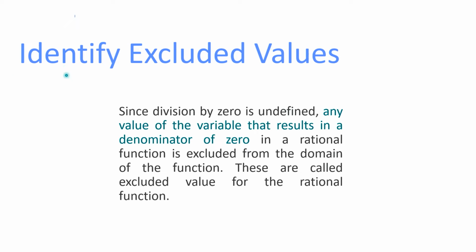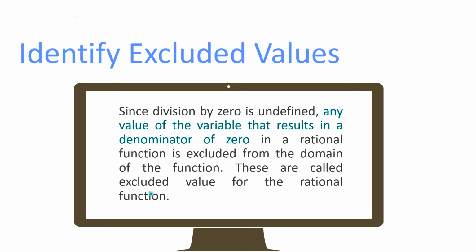Now let's see in detail what excluded values are. Since division by 0 is undefined, any value of the variable that results in a denominator of 0 in a rational function is excluded from the domain of the function. These are called excluded values for the rational function. That means when we have a variable in the denominator, we have to make sure that the denominator is not 0, because division by 0 is undefined.